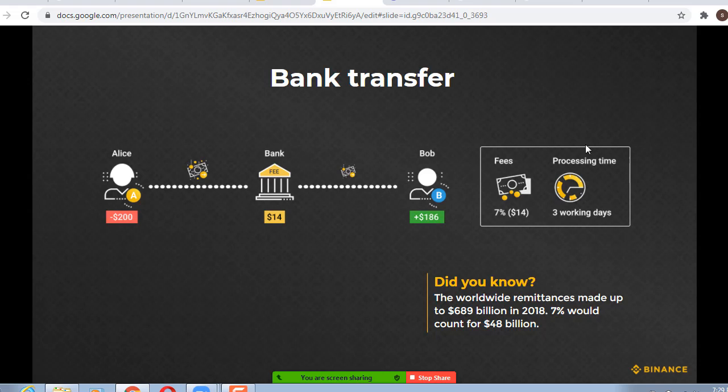And if you consider the processing time, it will take about 3 or more working days before Bob will actually get this money. Okay, so in 2018, world remittance made about $689 billion only from transaction fees alone. Only from transaction fees alone. That is from doing cross-border transactions. So you see how much these guys are making when they do cross-border transactions, only charging you a small fee from your transaction.